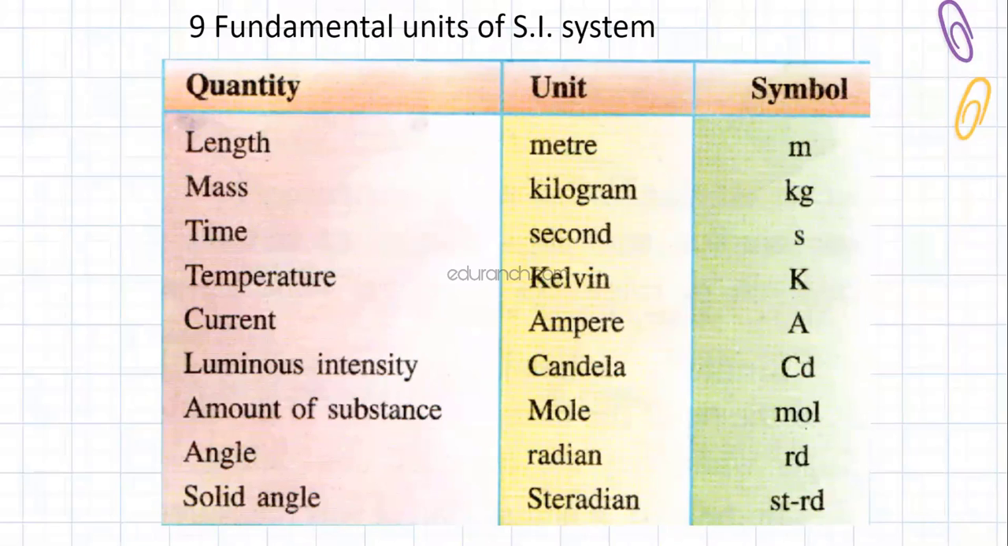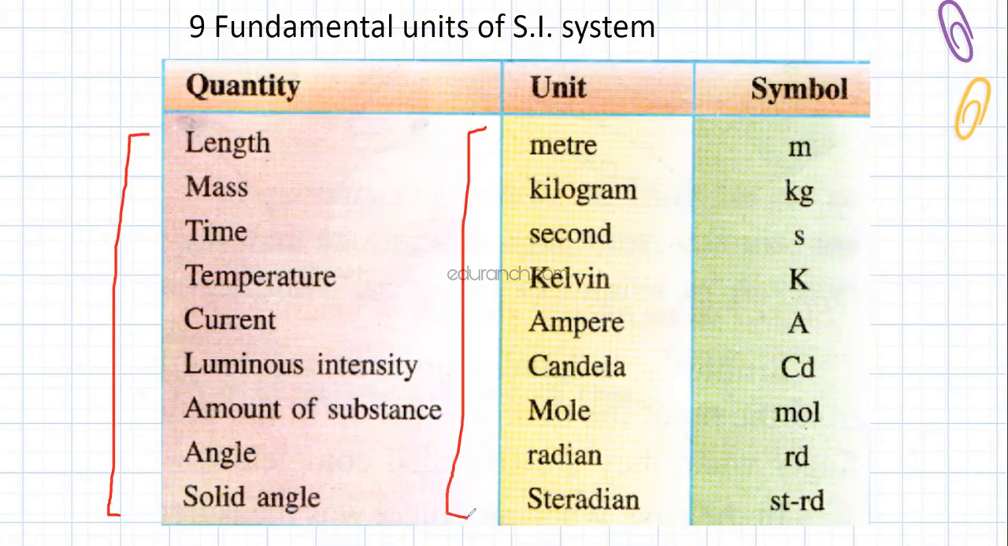On this side we have all the quantities, on this side all the units, and on this side all the symbols. For length, it is meter, and we write it as small m. For mass, it is kilogram, we write it as kg. For time, it is second and we symbol it as small s. For temperature, it is Kelvin and we write it as capital K. We will learn about the symbols in our next slide.